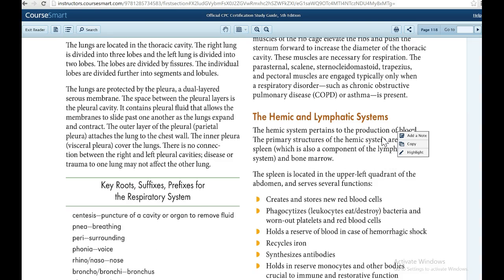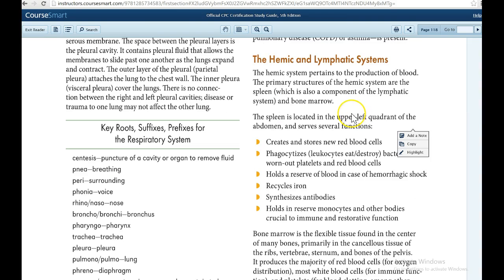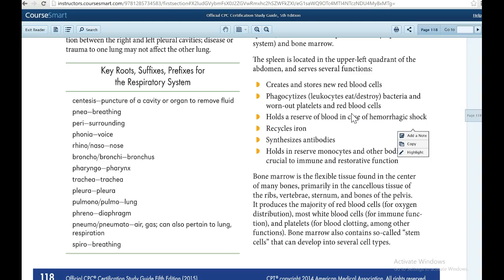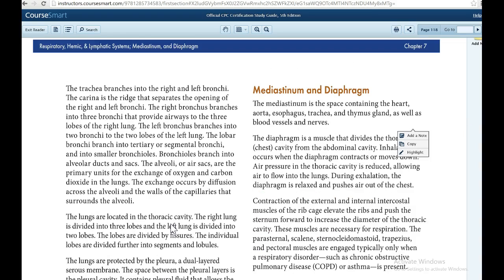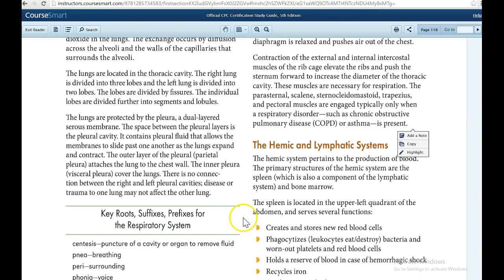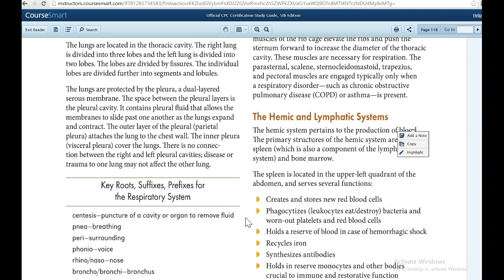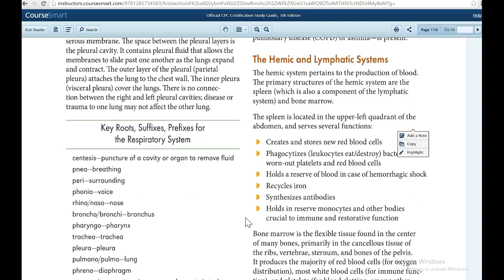It's important. Some key roots, suffixes, and prefixes for the respiratory system. They are probably in the CPT book, not completely sure, but if you cannot remember: the -synthesis, the -pnea, the peri-, the -phonia, the rhino-, the broncho-, the laryngeo-, the tracheo-, the pleura-, the pulmo-, the phreno-, the pneumo-, the spiro-. Make sure you make a note of it, because they're going to be important. They expect you to know those terms. Those are basic terms. So please make sure you are up to par on those as well.